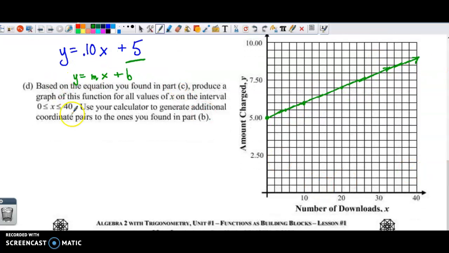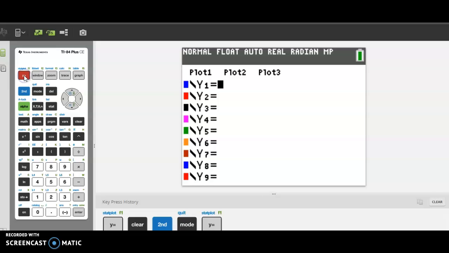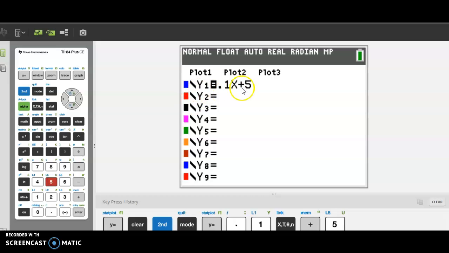And they also point out that you can use a calculator to generate additional coordinate pairs. So let's talk about that real quick. So as long as you have your calculator on and you click on your y equals, you can come up with the equation that we had, 0.1. You click this button for the x and then add 5 to it.